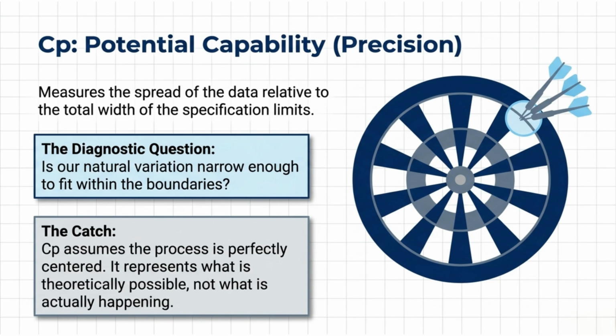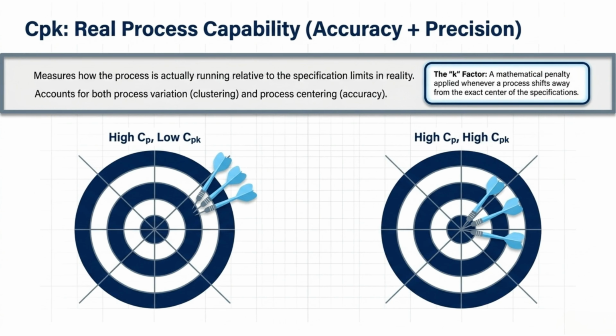CP, potential capability, measures the spread of the data relative to the specification limits. It asks, is our variation narrow enough to fit within the boundaries? However, CP assumes perfect centering and represents only what is theoretically possible. Cpk, real process capability, accounts for both process variation and process centering. It measures how the process is actually running. The K factor mathematically penalizes the score when the process shifts away from the exact center of the specifications.